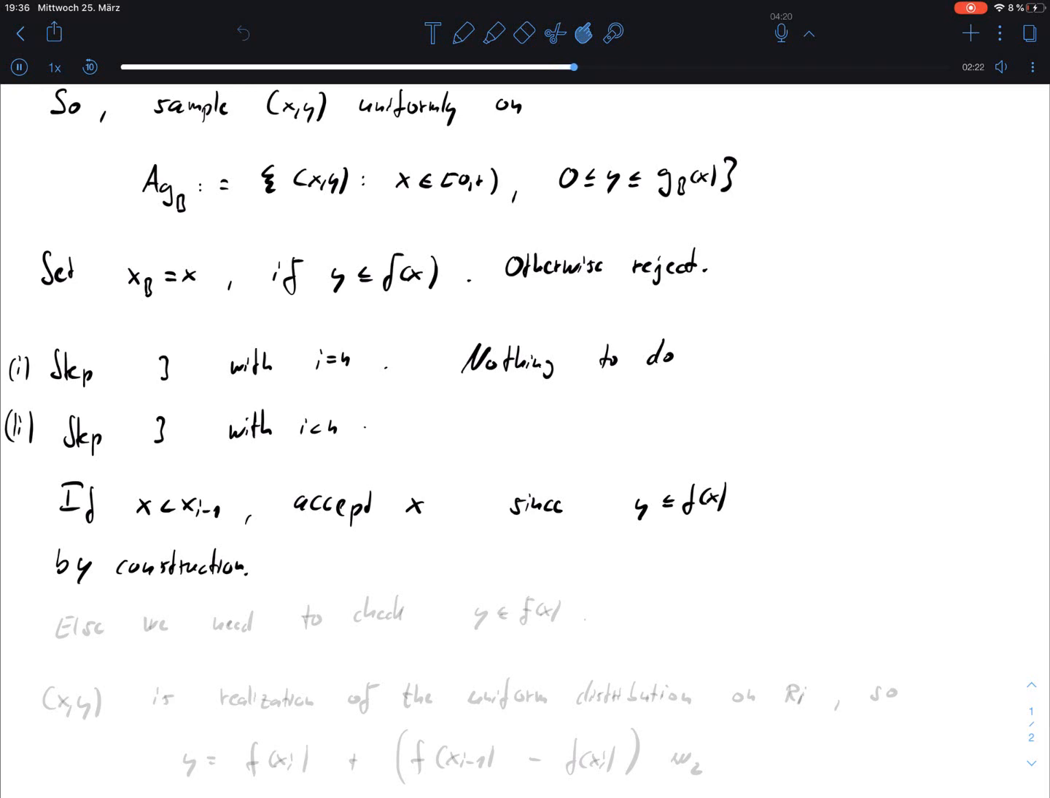Okay, and in the other case, we really need to check whether we are below f of x or not. So there we need to check y less or equal than f of x. And for this we have to simulate the second component, and we are in the rectangle I. So (x, y) is a realization of the uniform distribution on I.